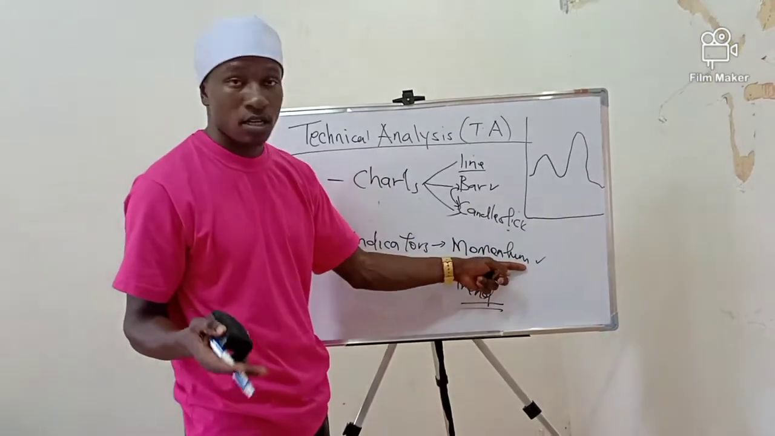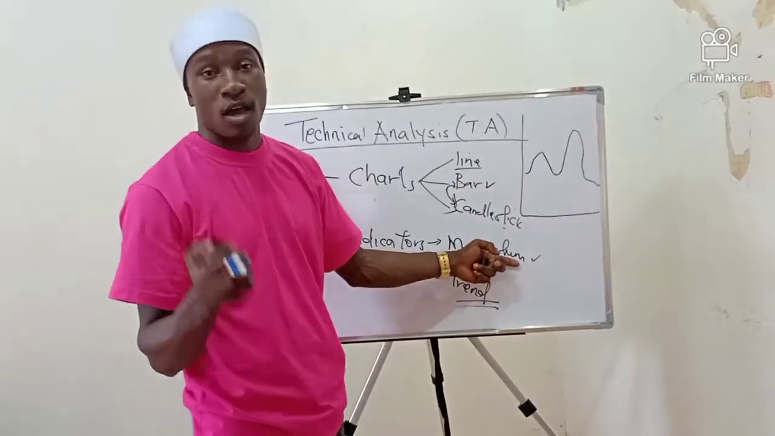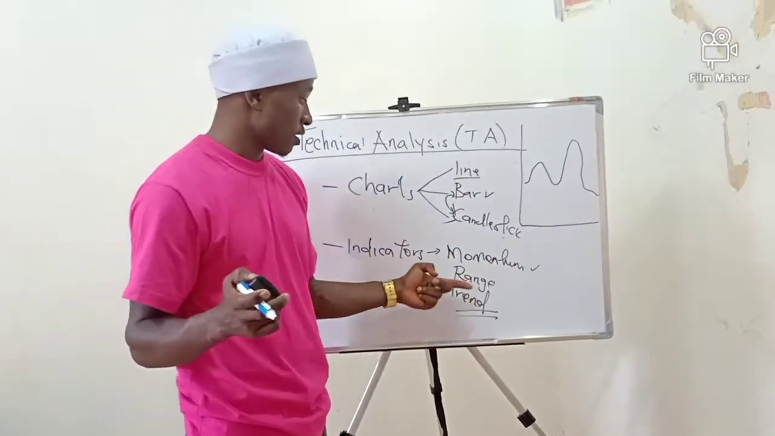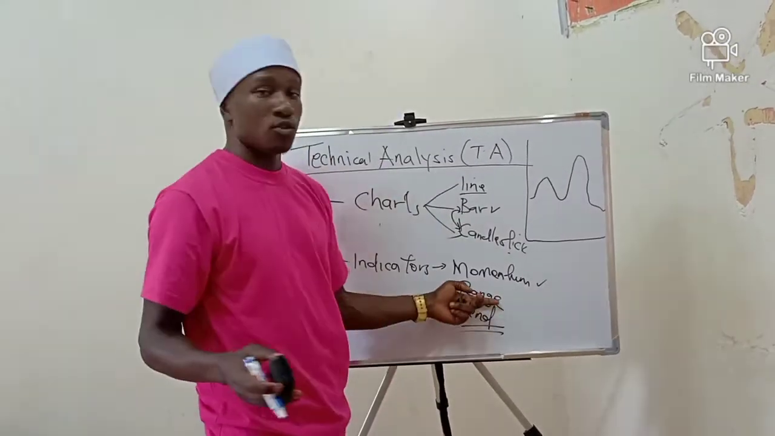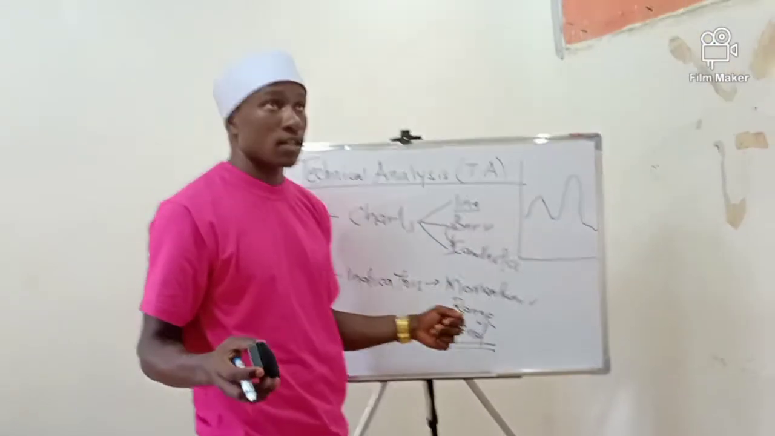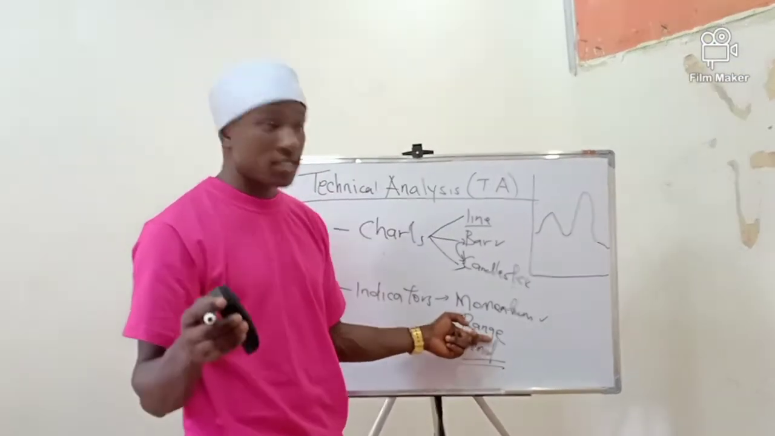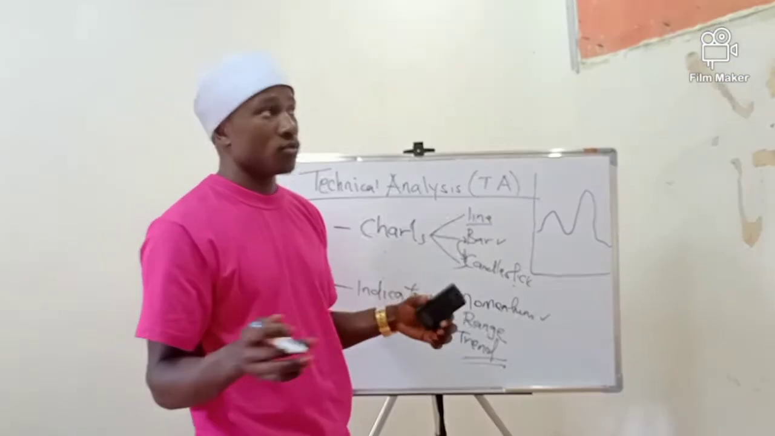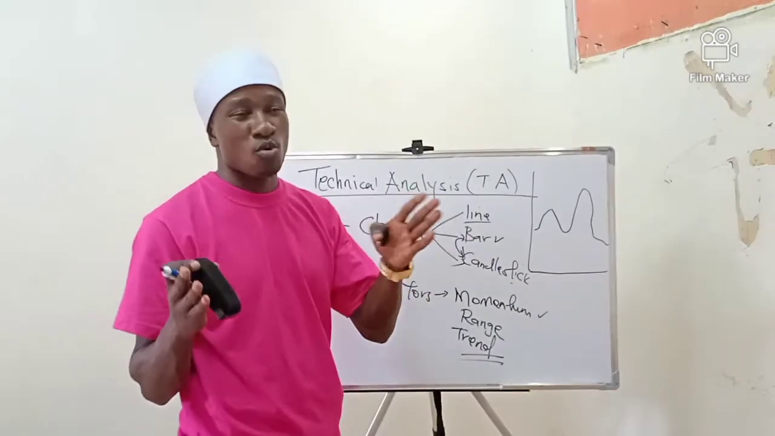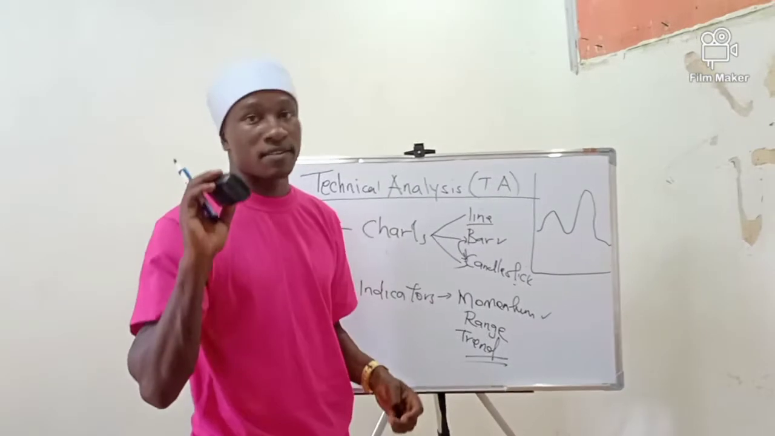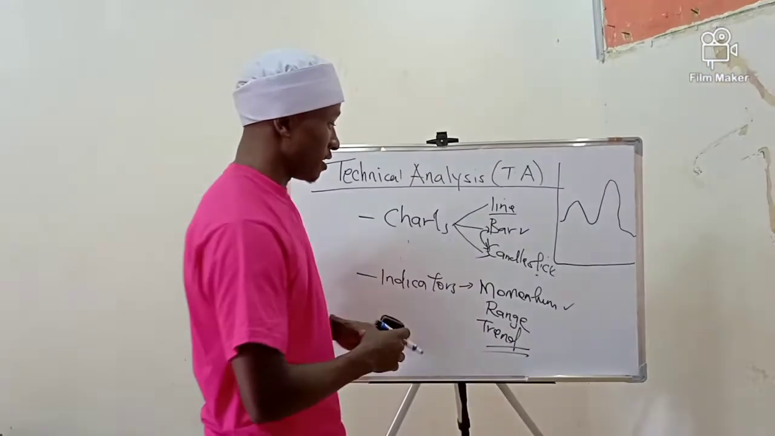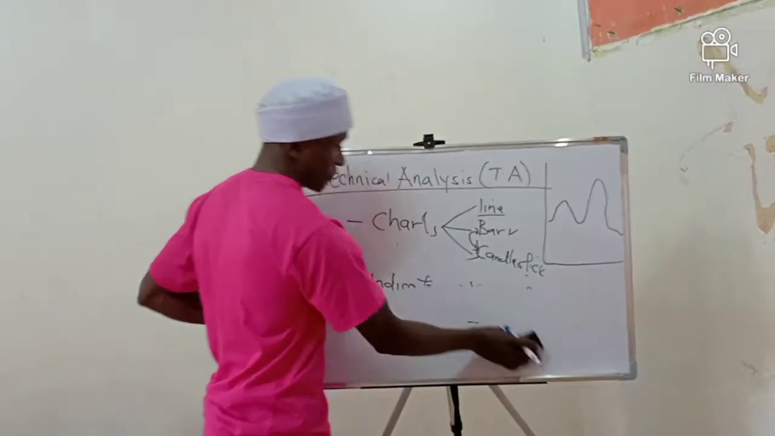For momentum, maybe I can give an example. There's an indicator called the stochastic oscillator. For a range, there is an indicator termed Bollinger Bands, where when the market is in a range, the bands are so close. For a trend, there is the relative strength index. And now we move aside from that.